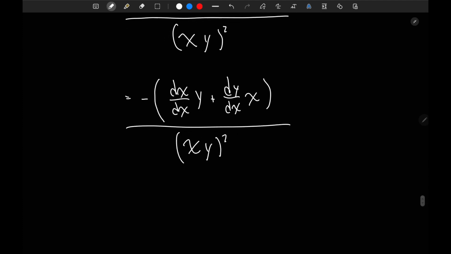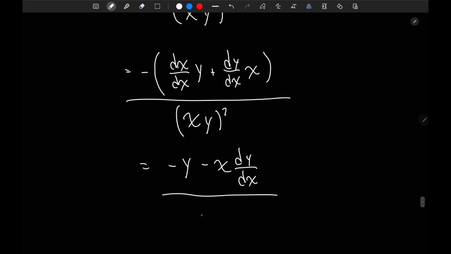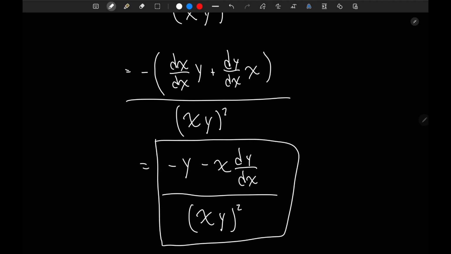So now let's simplify this out. And we're just going to bring this negative in as we do it. So dx dx simplifies to 1. We're going to have minus y. And then we're going to have minus, we'll just bring this x to the front of this expression. So we have x dy by dx. And then that is all over xy all squared. And that's our final answer.